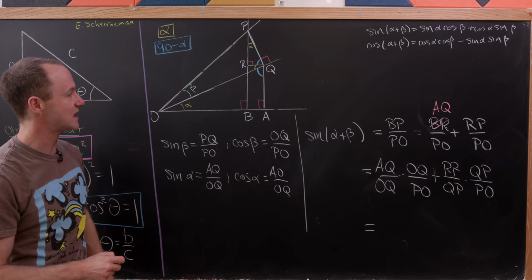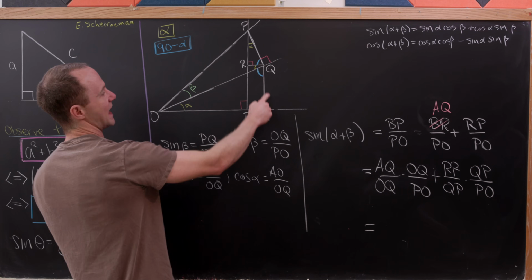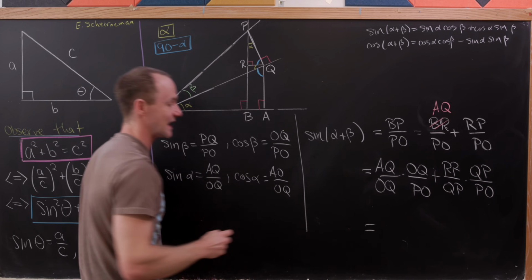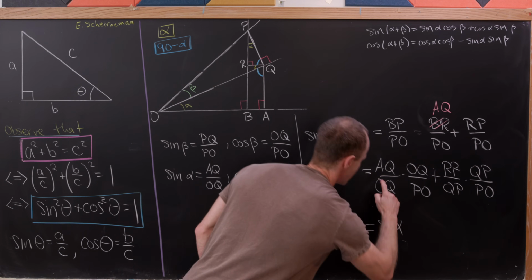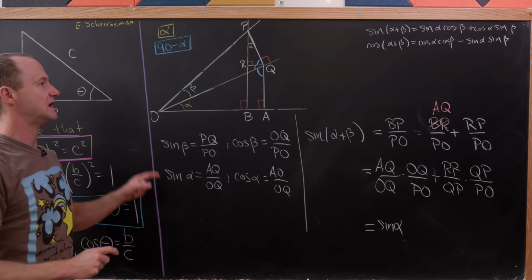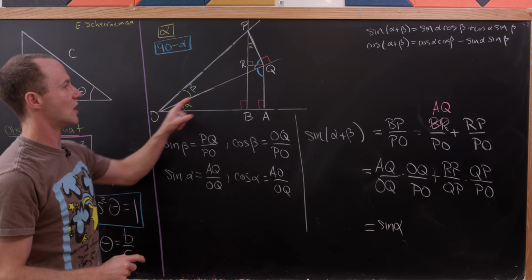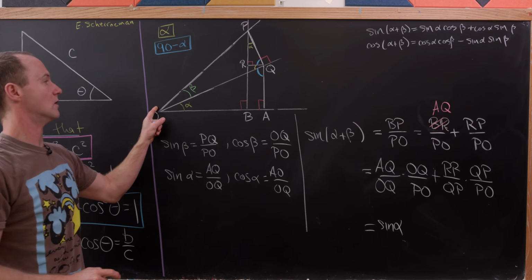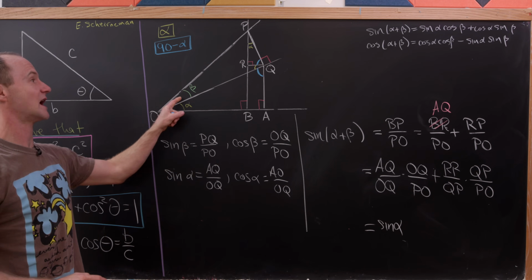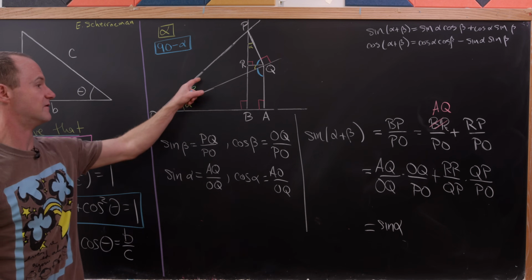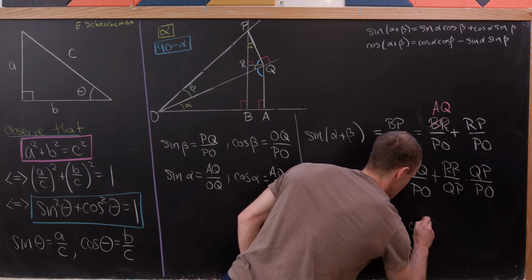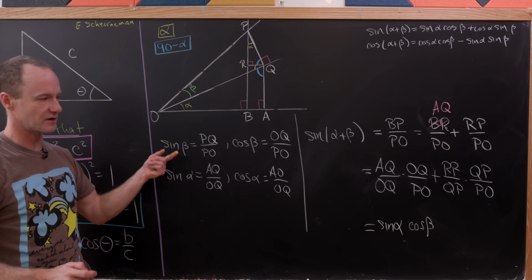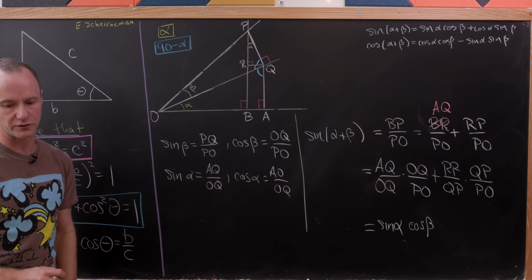So let's see, AQ, so where is that? AQ over OQ, that's going to be the sine of alpha. So here we have the sine of alpha for this first term. And then next up, what do we have? Well, we're going to have OQ over PO. We'll observe that's going to be the cosine of beta built out of this triangle. So we have the cosine of beta right there. And I guess we could have used these values that we figured out already, but it's not too bad to just work through it again.